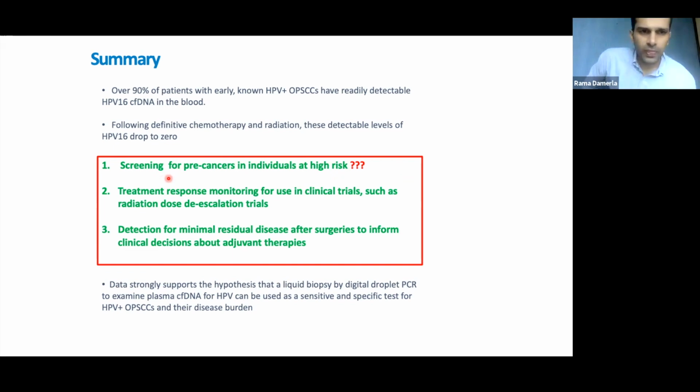And then we also think that this can be used for treatment response in clinical trials, such as radiation dose de-escalation. If you see that HPV is gone, then maybe you can reduce that radiation dose. And maybe also for detection of minimal residual disease after surgeries, to inform clinicians about other therapies that they can use. So this is the test that we had designed, and we hope to use it more in a diagnostic setting.